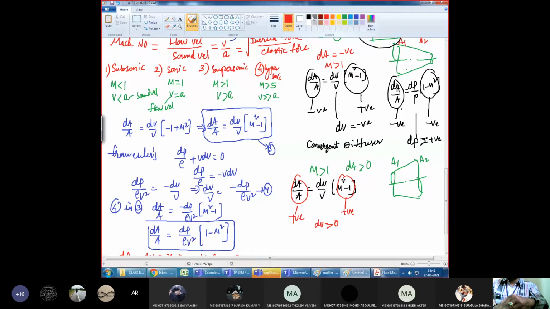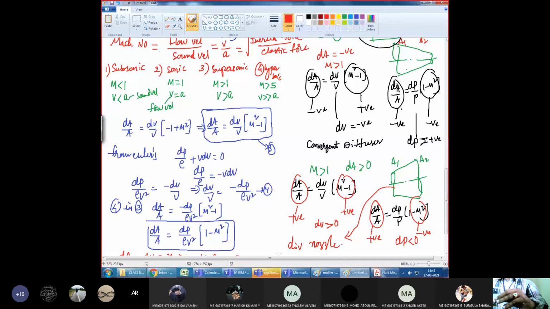Velocity is increasing. Now the pressure terms: dA by A is equal to dP by P into 1 minus M square. dA is positive for the given cross section, and when M is greater than 1, this value is negative. Therefore, dP is less than 0. So along this cross section for supersonic flows, velocity is increasing and pressure is decreasing. Therefore, we call it a divergent nozzle. Clear?